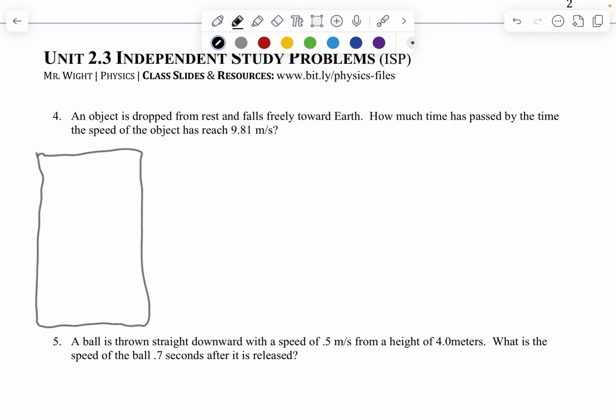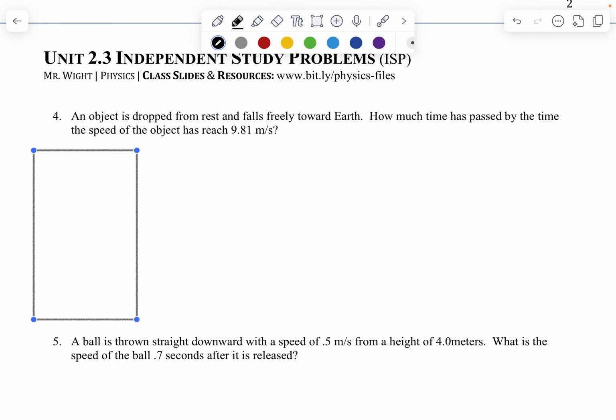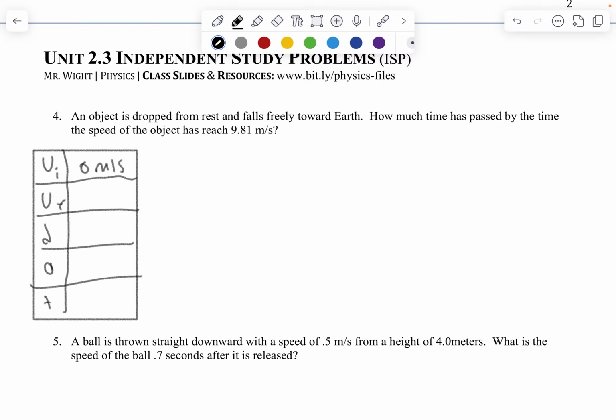So let's make our table and label initial velocity, final velocity, displacement, acceleration, and time. And now let's look through our problem and see what we're given. Well, an object is dropped from rest. And what does rest mean? Well, if something's resting, that means it's not moving. And so we can say that the initial velocity is 0 meters per second.